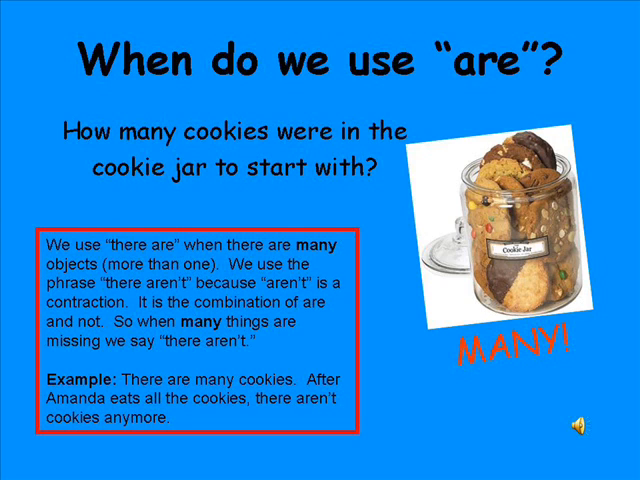We use the phrase there aren't because it's still a contraction, are and not. So when many things are missing, we say there aren't. Look at the example. There are many cookies, more than one cookie. After Amanda eats all the cookies, there aren't any cookies anymore.